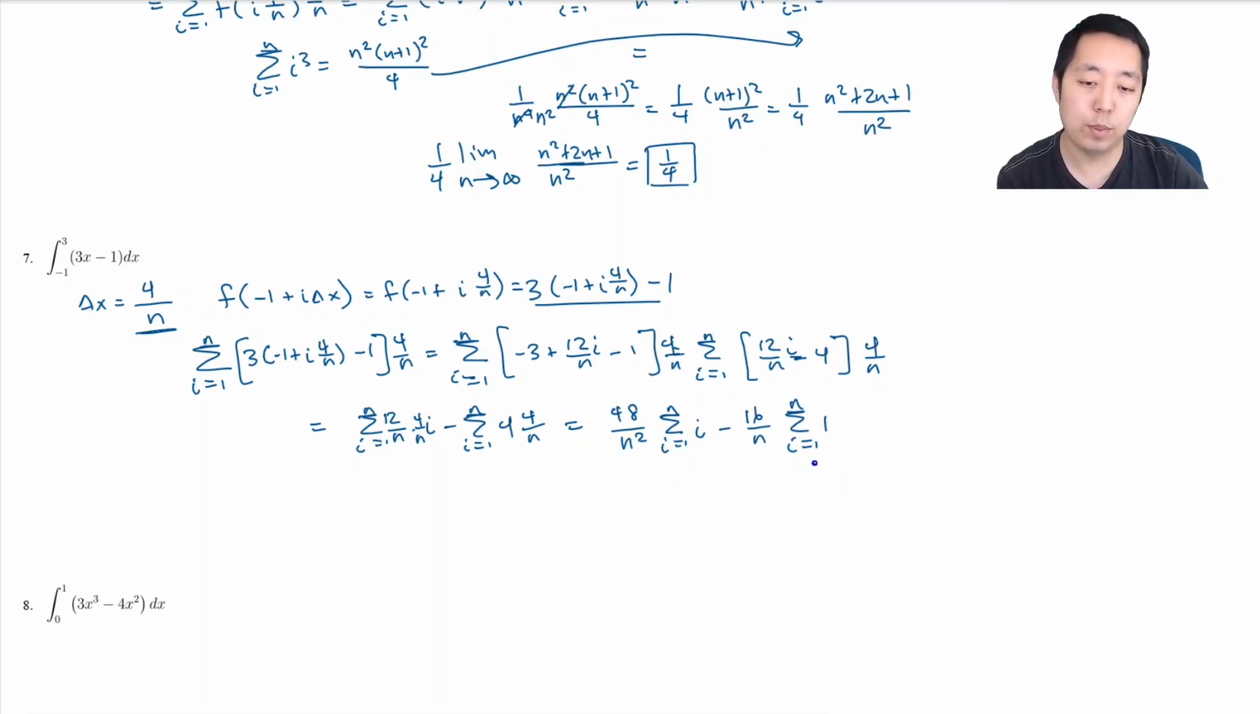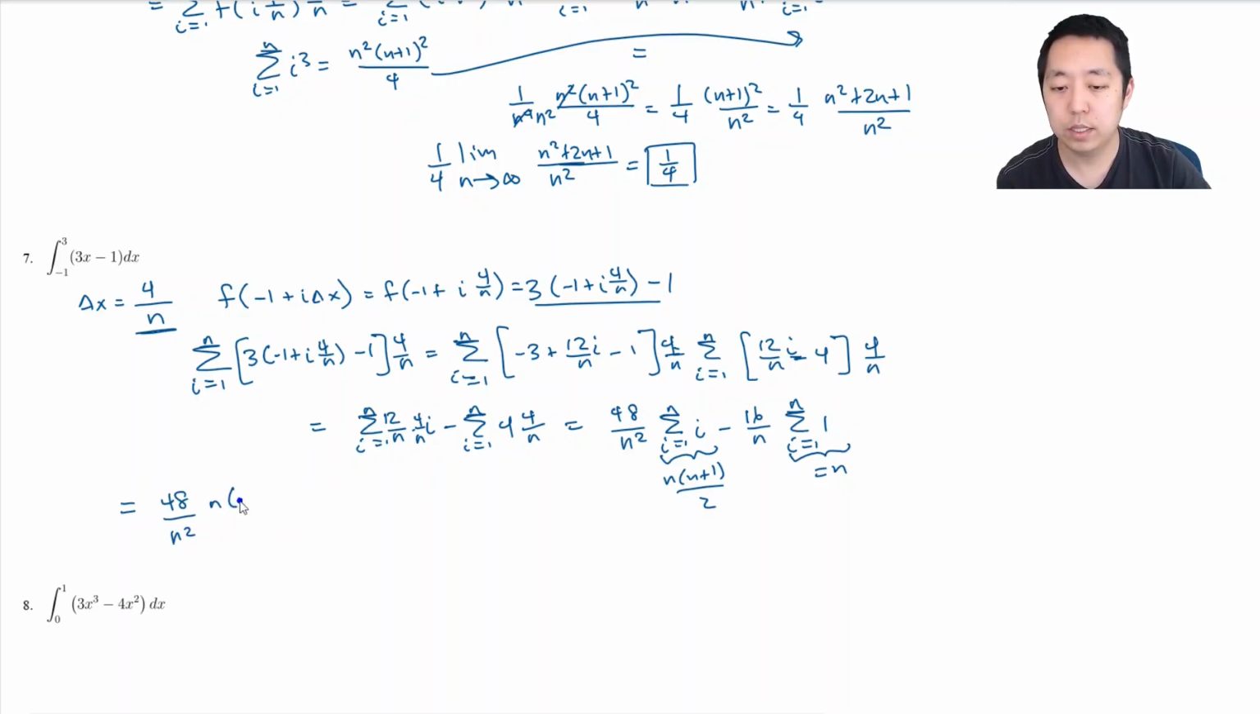Now this is just the sum of a bunch of 1s, right? Because I put the 16 over n, I pulled it out. What's left inside is 1. An n sum of 1 is equal to n, right? And this one, there's a rule for the sum of the first n terms. It's n times (n plus 1) divided by 2. So this sum ends up being 48 over n squared times n(n plus 1) divided by 2, minus 16 over n times n. That cancels.